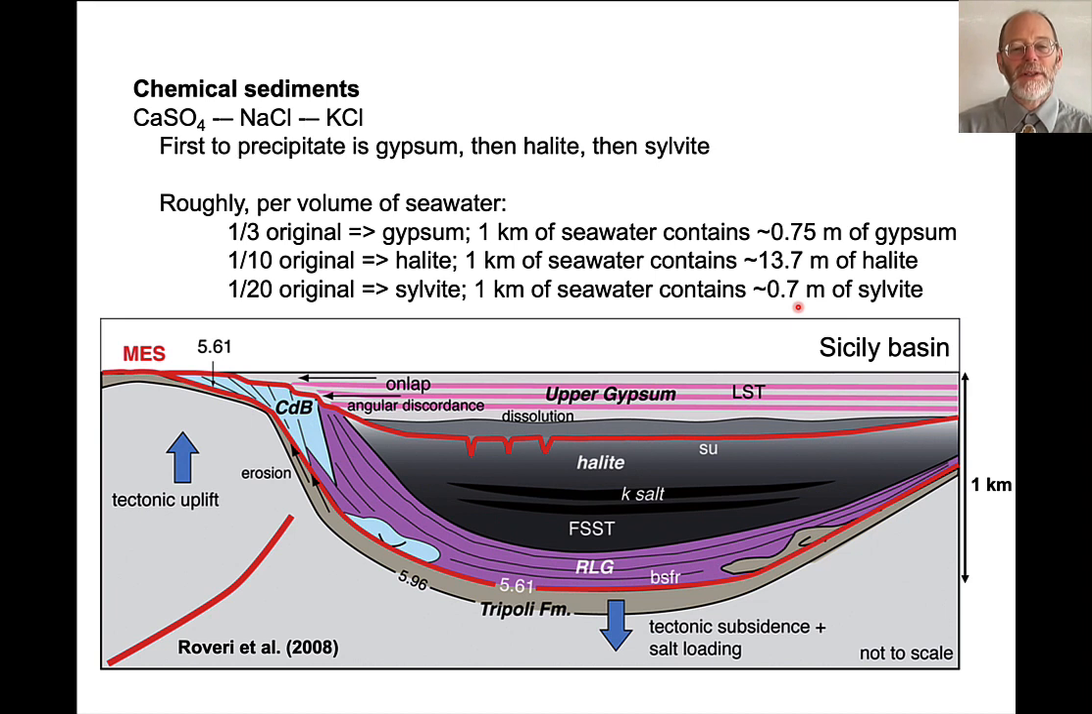Here's an example of the Sicily Basin from the late Miocene, and this gives you a sense of how these salts can occur. So here, for example, is a lower gypsum zone, here's a halite zone, and here is a sylvite zone. And you can see it goes back and forth: sylvite, halite, sylvite. There's an upper gypsum zone, lower gypsum zone. But these are thought to reflect the evaporation of seawater until it hits these saturation states.